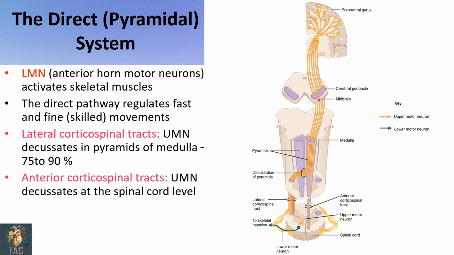In this diagram you can see 90% of the fibers cross in the medulla oblongata to the opposite side, forming the lateral corticospinal tract. The remaining fibers stay on the same side and descend as such to the level of the spinal cord as the anterior corticospinal tract. These fibers then cross to the opposite side in the anterior commissure and then relay on the second order neuron, which is the lower motor neuron, in the anterior horn of the spinal cord.